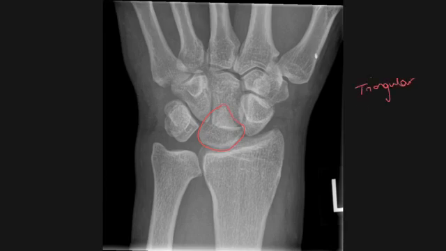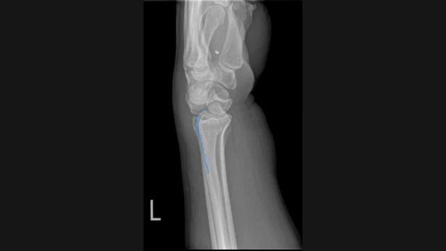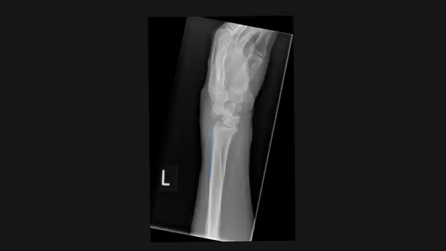On this PA view of the wrist, we can see that the lunate has an abnormal triangular configuration. When we look at the lateral view, we can see the distal radius lines up with the lunate, however the capitate is out of line. And this is in keeping with a perilunate dislocation. Let's look at another example.